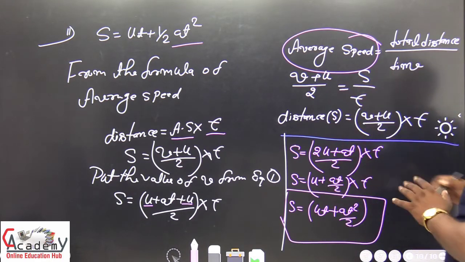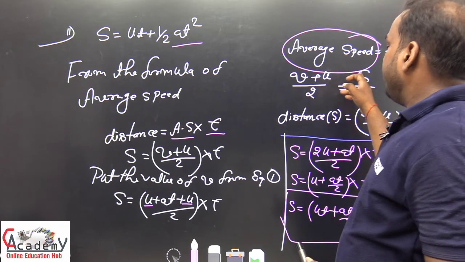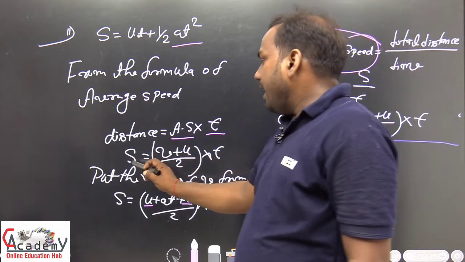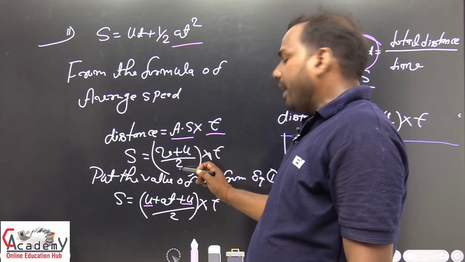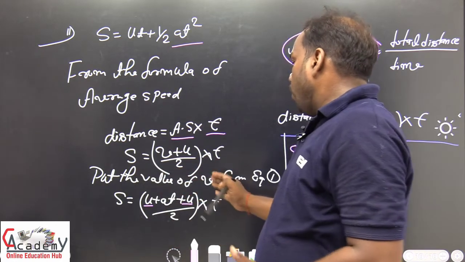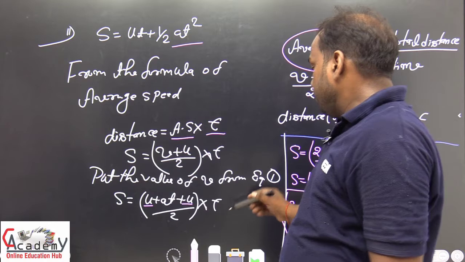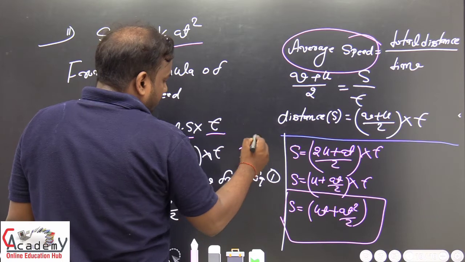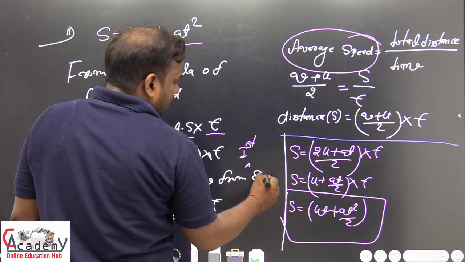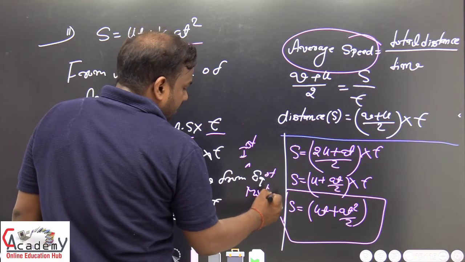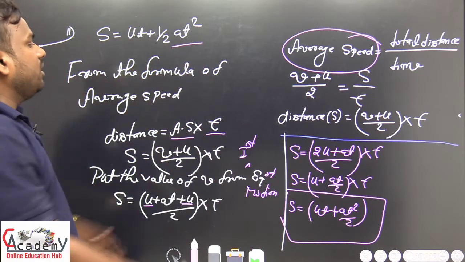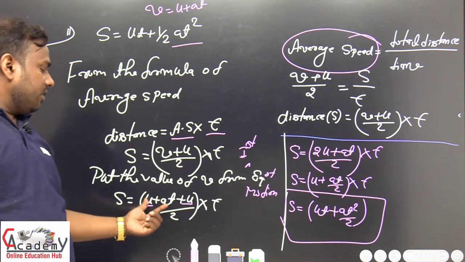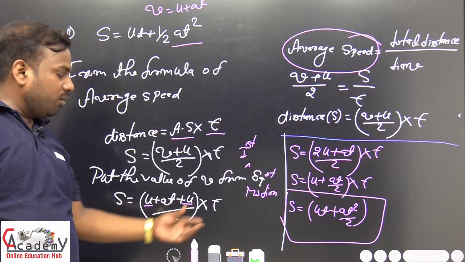Okay, distance upon time, cross multiply by t. So we get s is equal to (v plus u) by 2 multiplied by t. Put the value of v from the first equation of motion. We already know the first equation of motion: v is equal to u plus at. Then put the value of v here, and we get (u plus at plus u) by 2 multiplied by t.